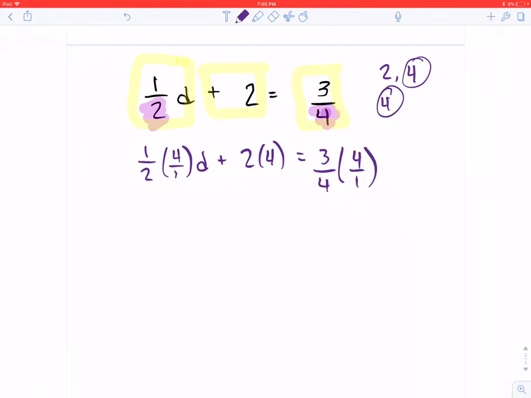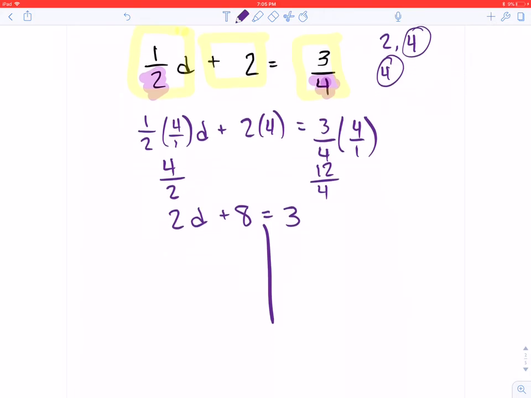If I don't know how to cross divide, I can just multiply straight across. So 1 times 4 is 4, and 2 times 1 is 2. 4 divided by 2 is 2, so I have 2d, plus 2 times 4 is 8, equals 3 times 4 is 12, and 4 times 1 is 4. 12 divided by 4 is 3. Draw my ultra flip line, time to solve.